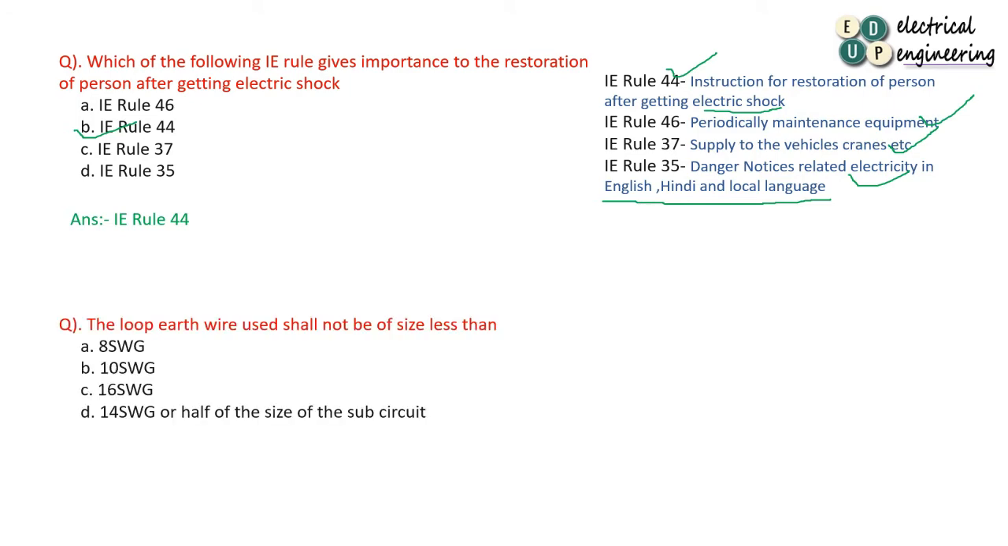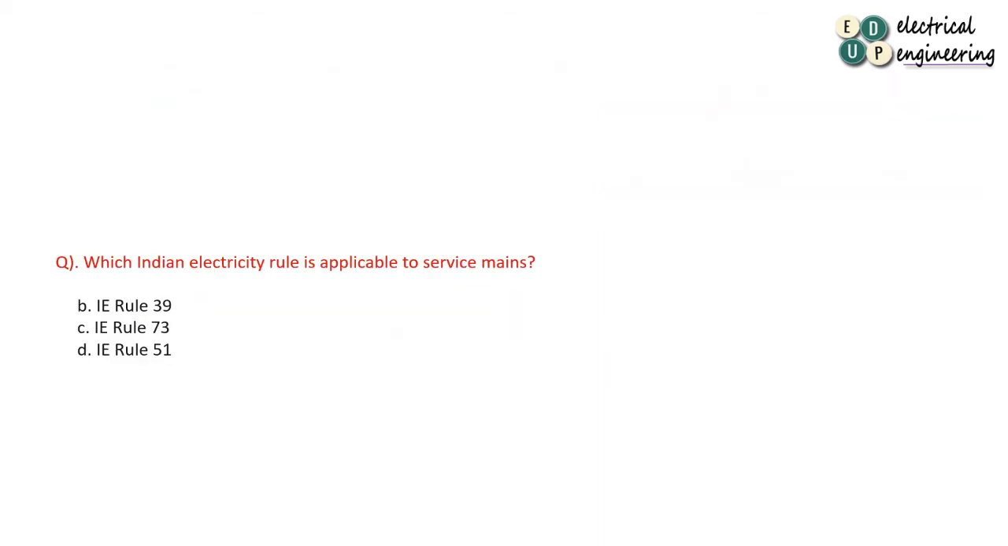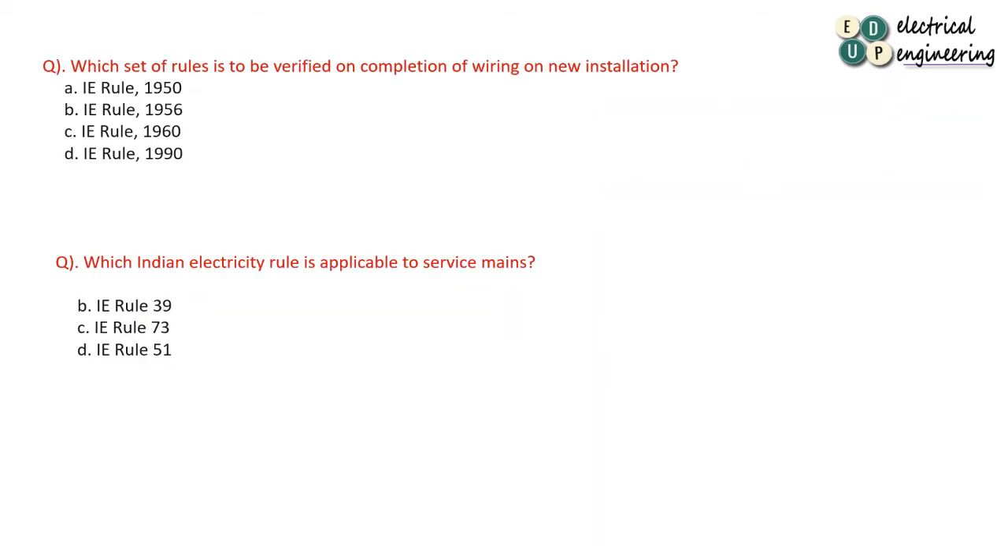The loop earth wire shall not be of size less than what? It means if you are using an earth wire, its size should be 16 SWG or half of the size of the sub-circuit conductor. If the conductor size used in the sub-circuit is 5 mm, then the earth wire should be 2.5 mm, that is half of the size of the sub-circuit. So move to the next question.